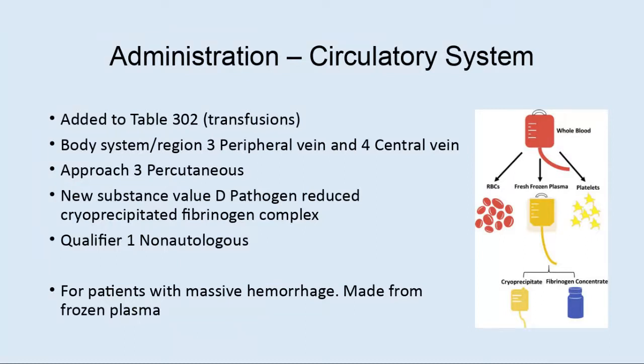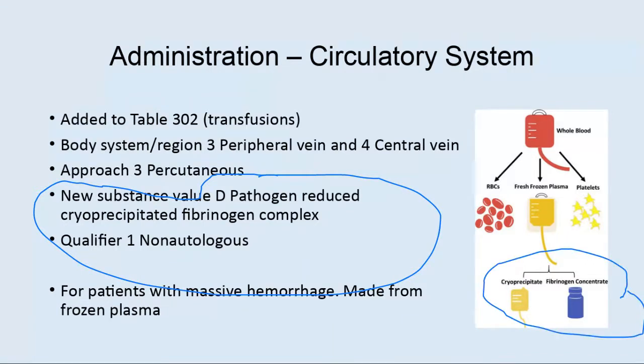Moving on to other sections, let's look at administration, table 302. This is the circulatory system, transfusions. So there's a new substance value, D, pathogen-reduced cryoprecipitated fibrinogen complex. Okay, and here's a picture of that. So this is what you end up with. This is for patients with massive hemorrhage, and it's made from frozen plasma and helps, fibrinogen, of course, is a component of a clot. So this is important.